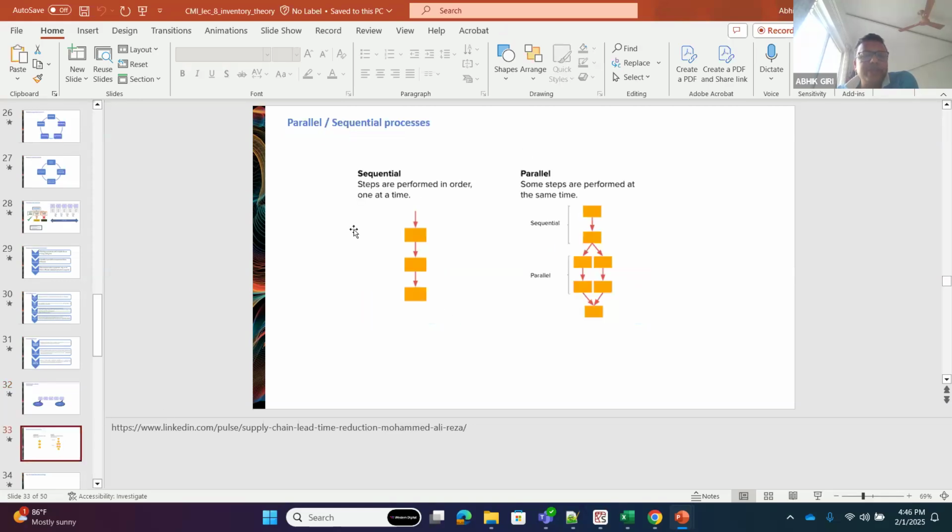And parallel or sequential, I think all of you know. Parallel is whenever we have some operations happening in parallel. And in manufacturing, if you have parallel operations, we could either increase... Okay, that will come later.